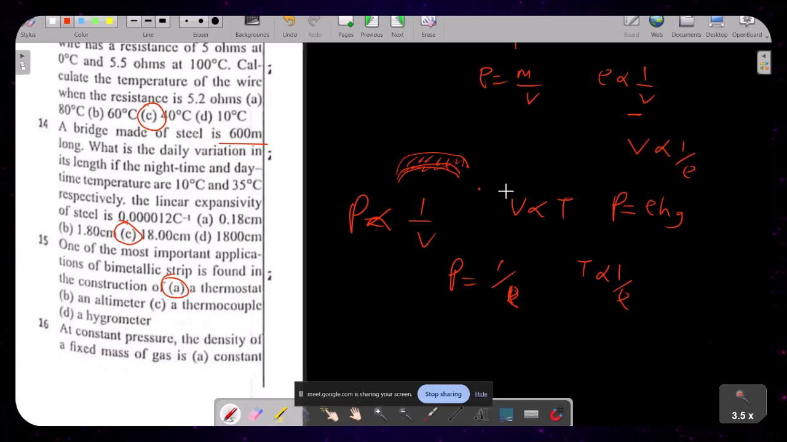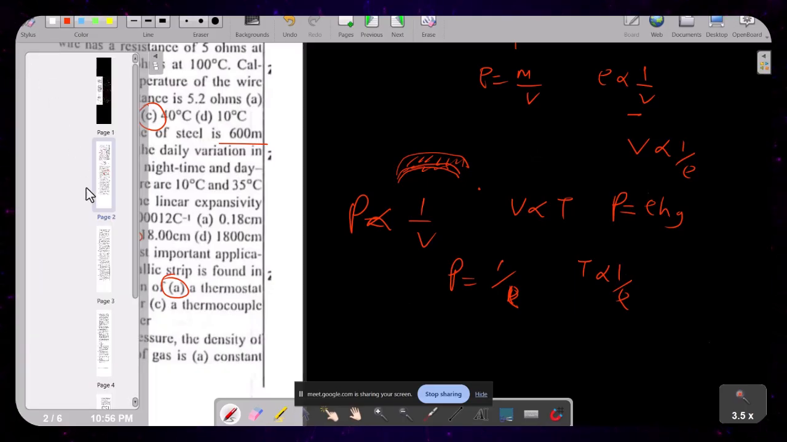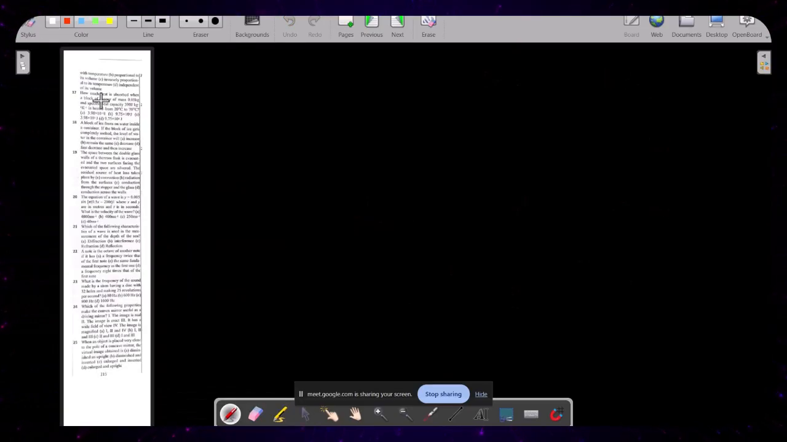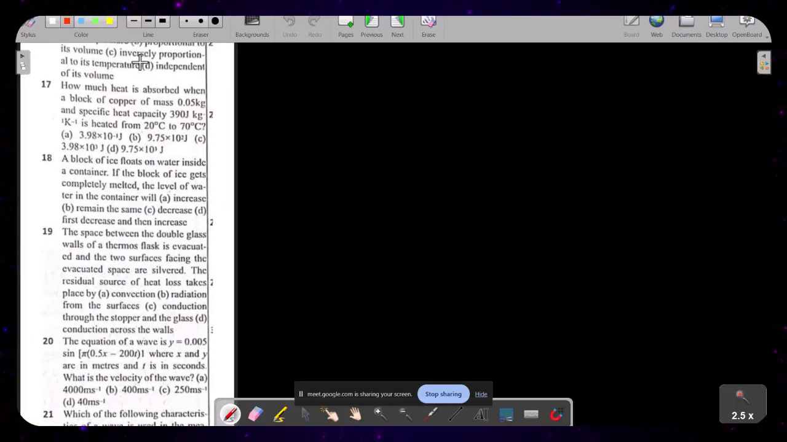So for this question, the correct option is going to be, let's look at it here because I think it didn't come out here. We have it as option C, which is inversely proportional to its temperature. So your density is inversely proportional to your temperature. That's what we have.